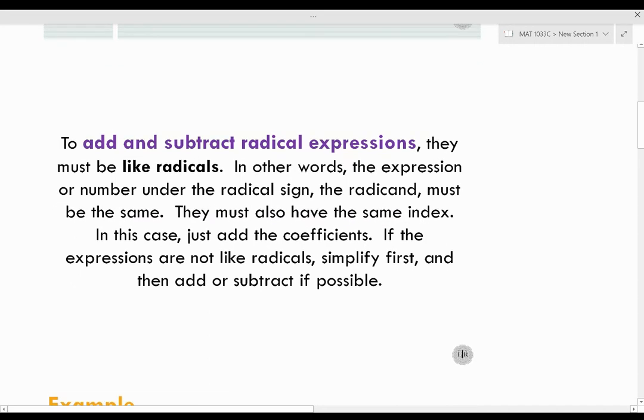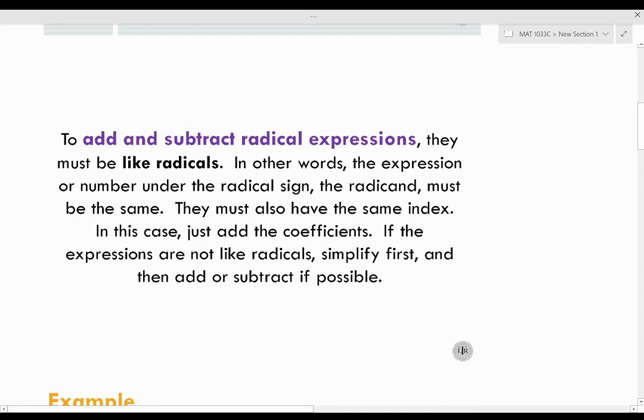If you are trying to add and subtract radical expressions, they have to be like radicals. In other words, the expression or number under the radical sign, the radicand, must be the same. They must also have the same index. In this case, you just add the coefficients. If the expressions are not like radicals, you have to simplify first and then subtract or add if possible. We're going to do examples of both of these.